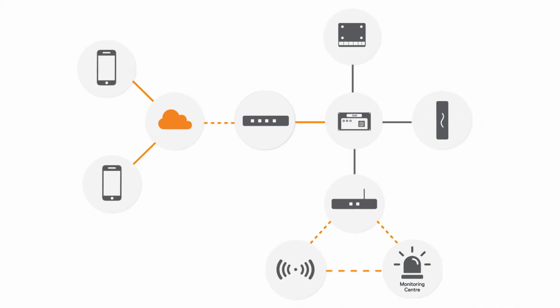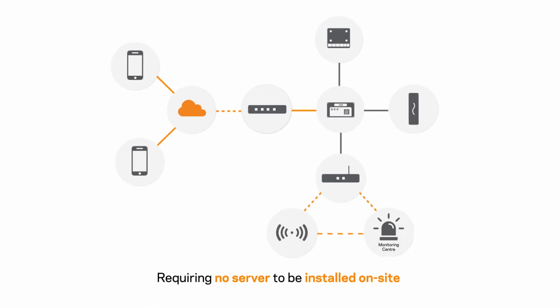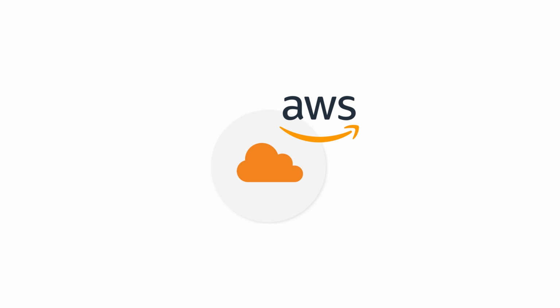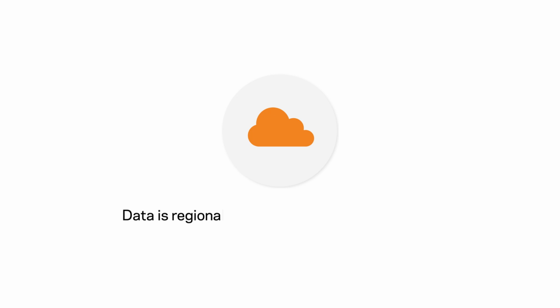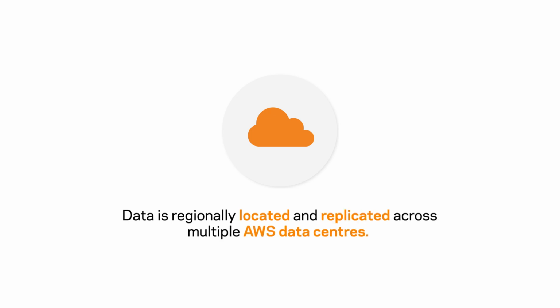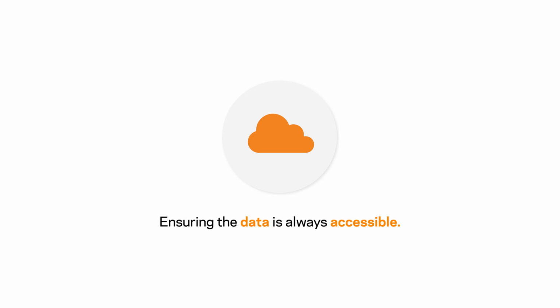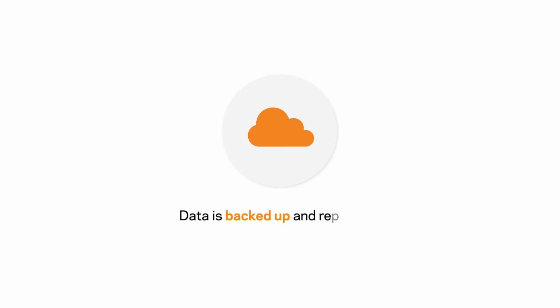Gallagher SMB uses cloud-based architecture, requiring no server to be installed on-site. Data is hosted by Amazon Web Services and is protected with 256-bit AES encryption. Data is regionally located and replicated across multiple AWS data centers, ensuring the data is always accessible. Data is backed up and the backups replicated across the data centers.